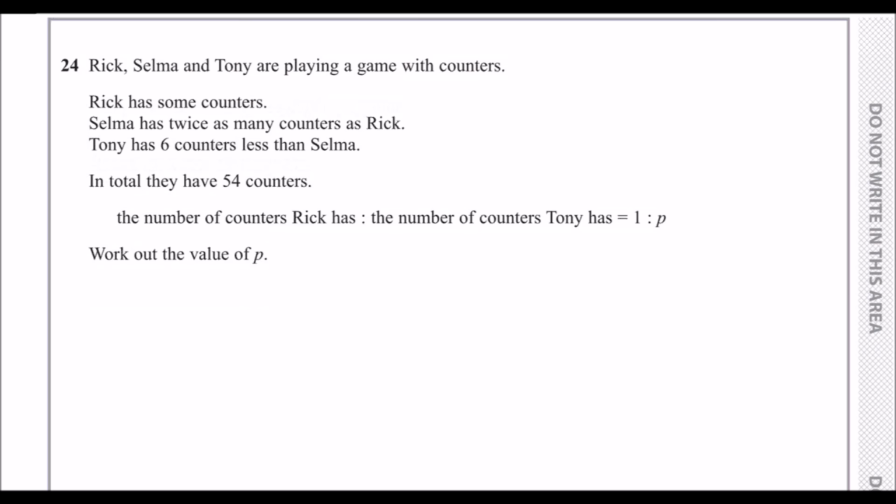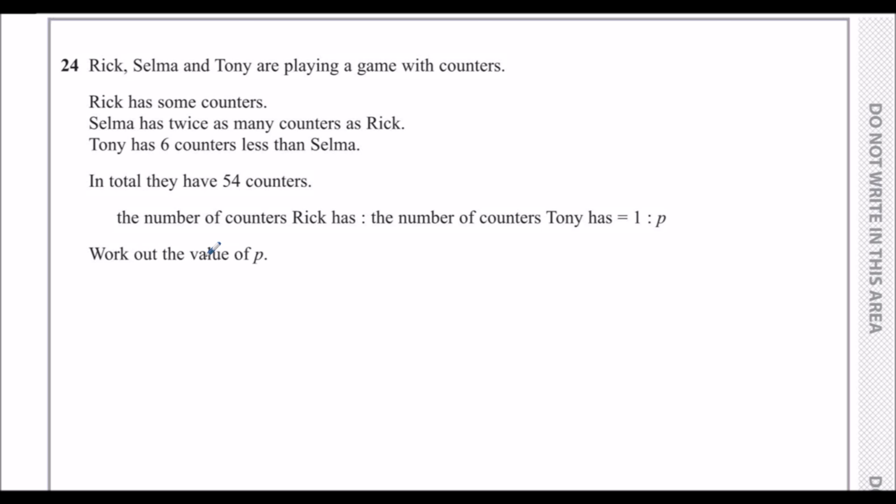Question 24. Rick, Selma and Tony are playing a game with counters. Rick has some counters. Selma has twice as many counters as Rick. Tony has 6 counters less than Selma. In total, they have 54 counters. And so we can use that information to work out how many they each have.